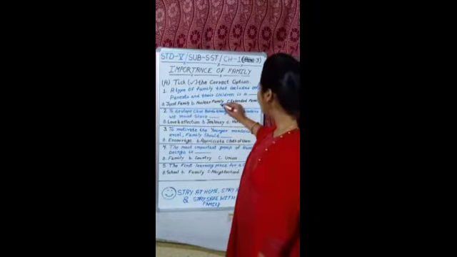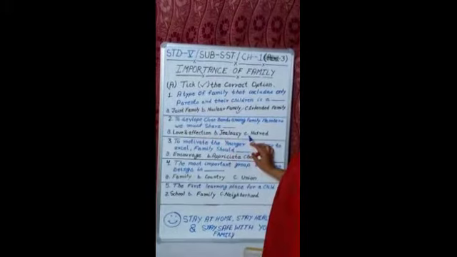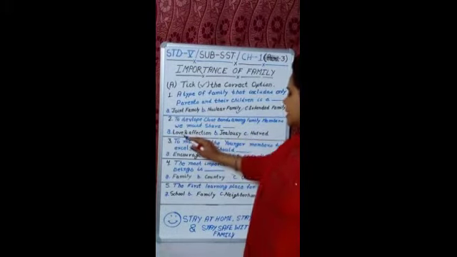To develop close bond among family members, we must share: A option, love and affection. Option number B, jealousy. Option number C, hatred. Our first option number A is correct, love and affection. Yes, to develop close bond among family members, we must share love and affection. Right. Next question number 3.